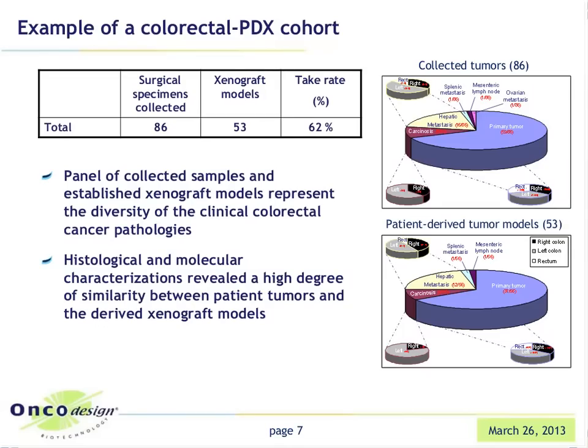So on this slide now, I want to explain to you how the collection can really represent the patient diversity. On 86 samples that we collected, this is again colorectal cancer, we collected all the tumors that the surgeons have seen, and we implanted all of them, and we have 53 models that were successfully engrafted. It's a take rate of about 62%, and you can see from the two graphs that they really match together. And so our collection really represents what is seen in clinic.